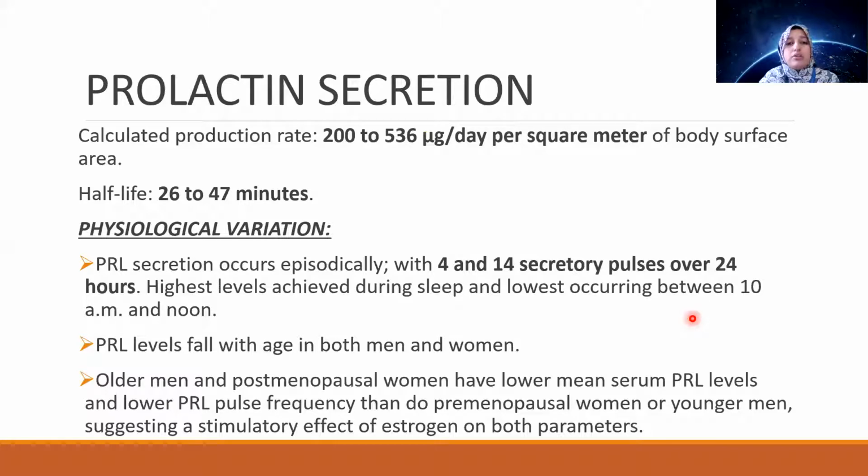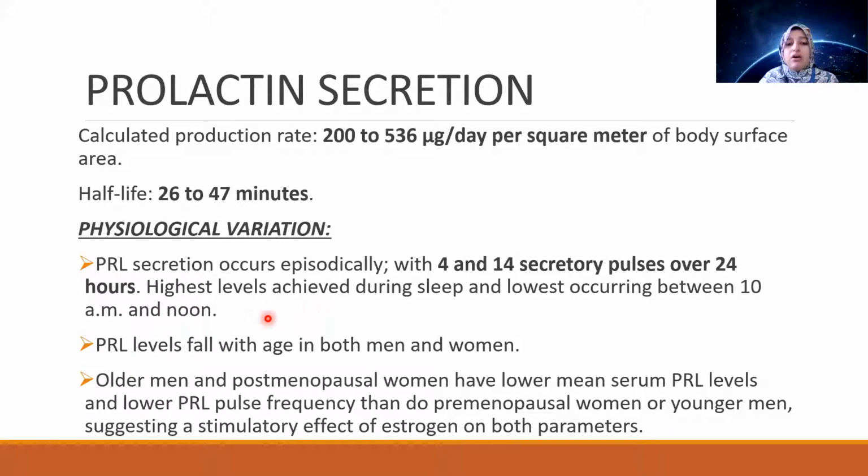Now, what about prolactin secretion? We have to understand the physiological variation and its normal phenomena. The calculated production rate is 200 to 536 microgram per day per square meter of body surface area of a person. Half-life is 26 to 47 minutes, which is quite short. So there is a lot of physiological variation. Prolactin secretion occurs episodically, with 4 to 14 secretory pulses over 24 hours. Highest levels are achieved during sleep and lowest occur between 10 a.m. and noon. So this is the normal physiology.